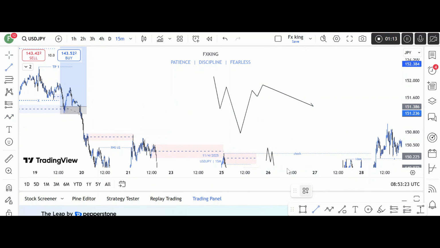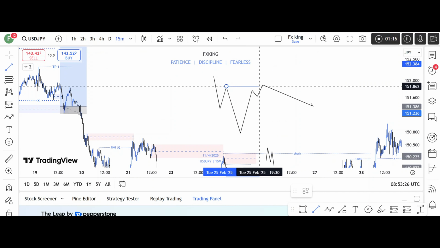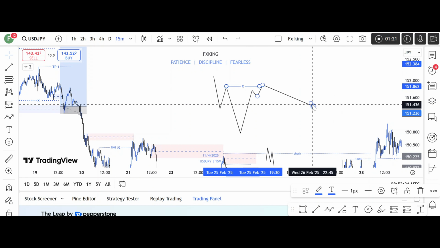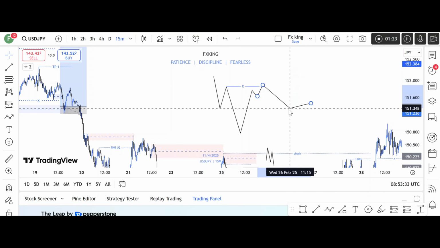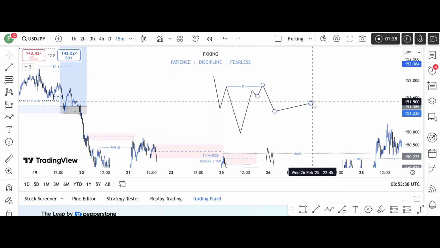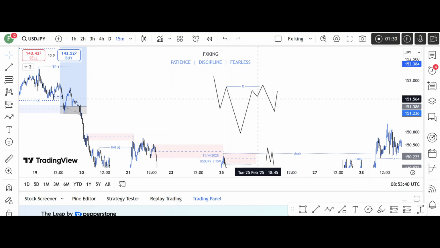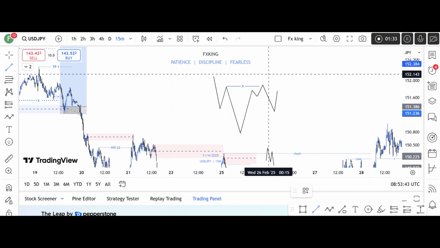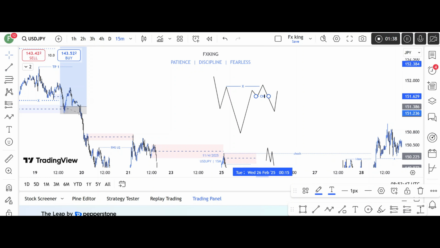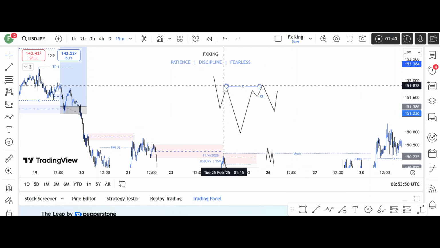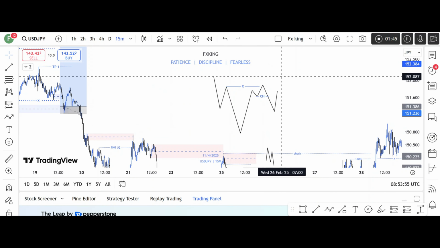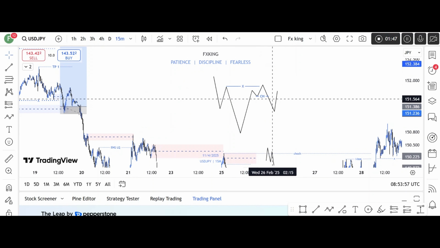So once we have this sweep of a POI or an inducement, your POI must not be a valid POI, it can still be your inducement. Once this happens and the market gives you a change of character, this is where we confirm that this market wants to give us a downside move. So once this sweep occurs here, you look for a sell. Once this sweep occurs, you have your change of character.